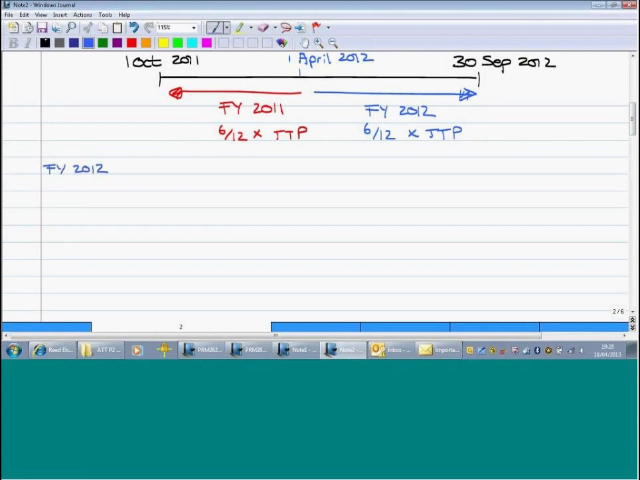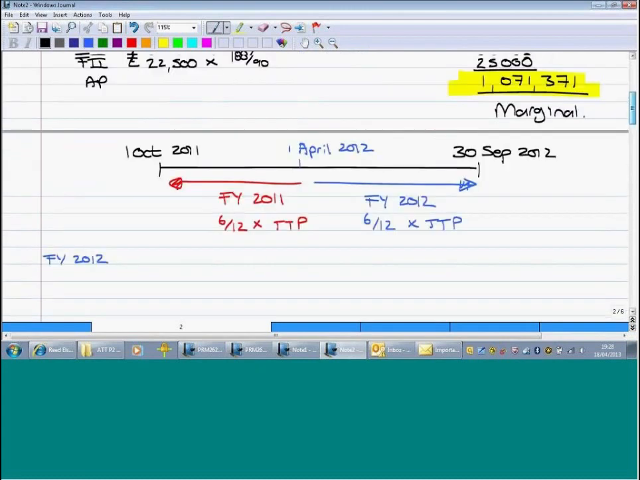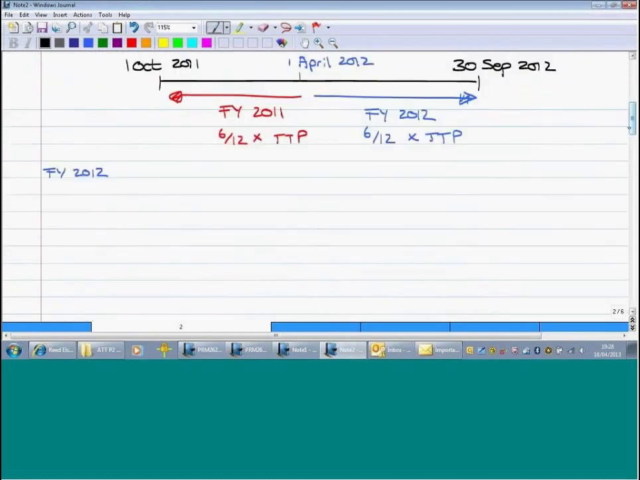And looking at financial year 2012, I'm going to take the TTP of £1,046,371. I'm going to multiply it by 6/12 because only 6 months worth fall in financial year 2012, and I'm going to tax that at financial year 2012 rate, which according to my tax tables for a full rate company, for a large company, is 24%. And when I plug that into my calculator, that gives me a figure of £125,565.